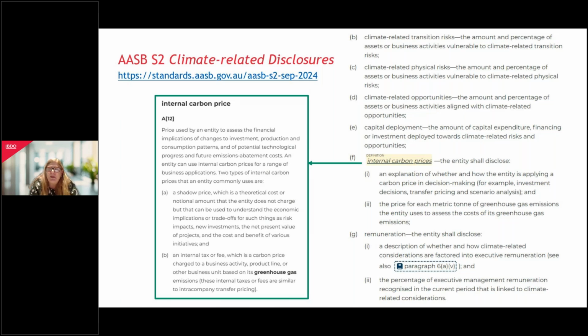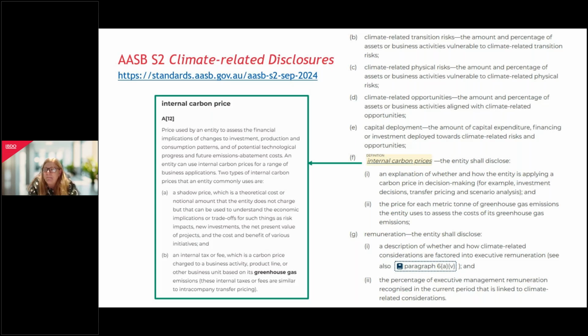But then they go on in paragraph 29B and talk about your climate-related transition risks. So very specific, the amount and percentage of assets or business activities that are vulnerable to climate-related transition risks. So not just this is a risk, what amount and percentage are vulnerable? If you talk about physical risks, the amount and percentage. Climate-related opportunities, the amount and percentage. So this was previously encouraged under TCFD, but now it's mandatory. It's a shall.